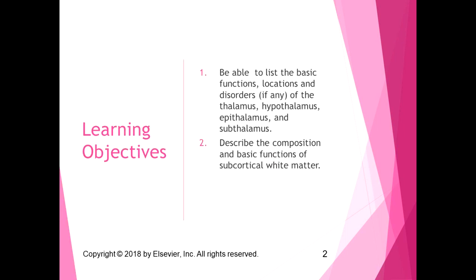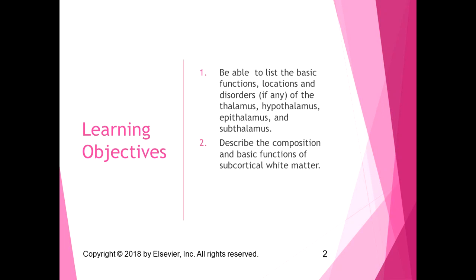So for the learning objectives, I want you to be able to list the basic functions, general locations, and disorders, if any, because some of them don't have a specific disorder associated with it, of the diencephalon, which is the thalamus, hypothalamus, epithalamus, and subthalamus. You may have already figured out at this point that any structure with the word thalamus in it is part of the diencephalon. I also want you to describe the composition and basic functions of subcortical white matter.